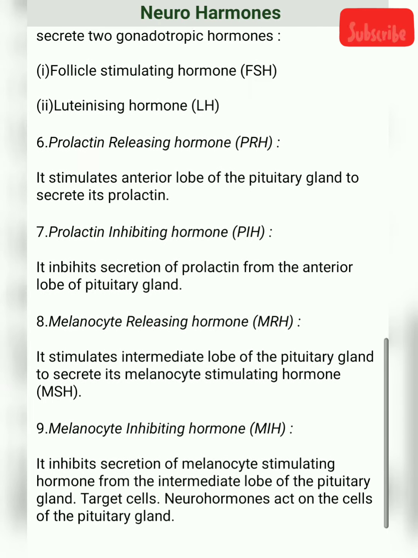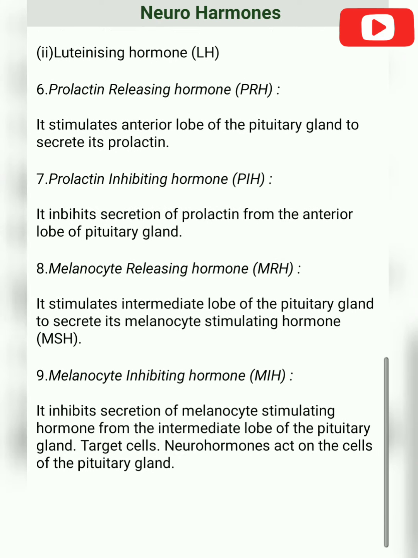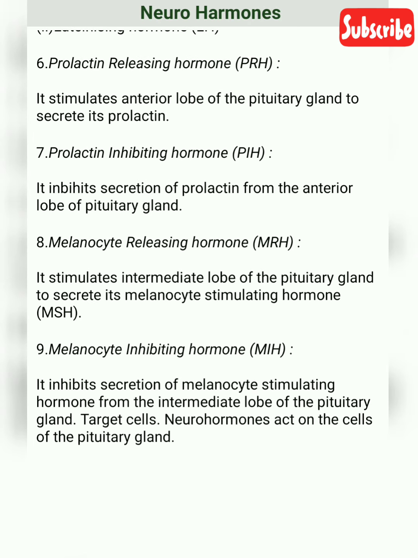8. Melanocyte releasing hormone, MRH. It stimulates the intermediate lobe of the pituitary gland to secrete its melanocyte stimulating hormone, MSH. 9. Melanocyte inhibiting hormone, MIH. It inhibits secretion of melanocyte stimulating hormone from the intermediate lobe of the pituitary gland.